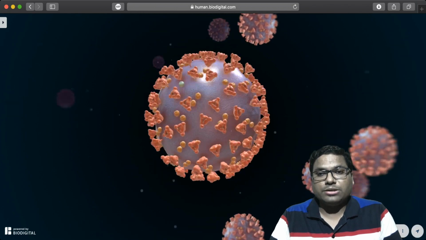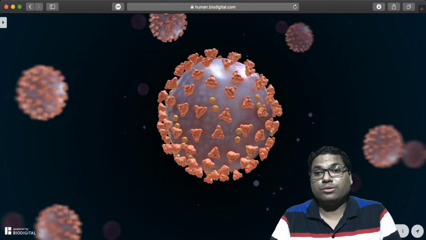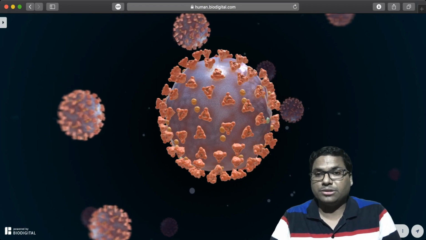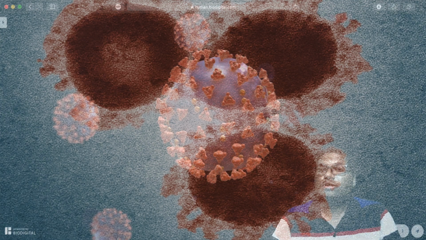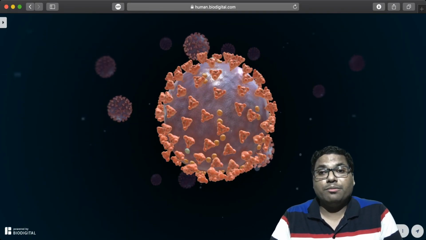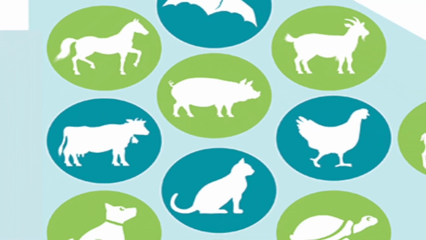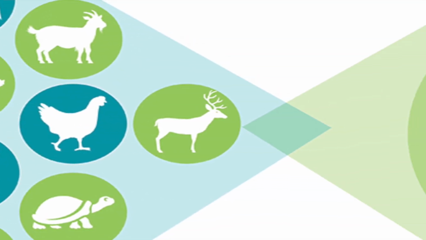SARS-CoV-2 is a virus belonging to a family of viruses called Coronaviridae. It is actually a beta coronavirus that we have seen in the case of earlier diseases like SARS and MERS. As per scientists, this virus likely originated in bats, and from them it was transferred to other animals, and from other animals it has been transferred to human beings.